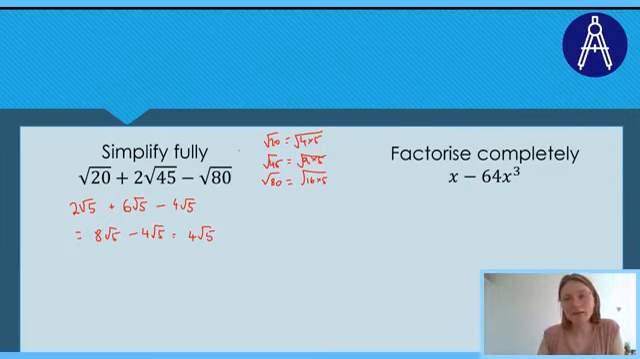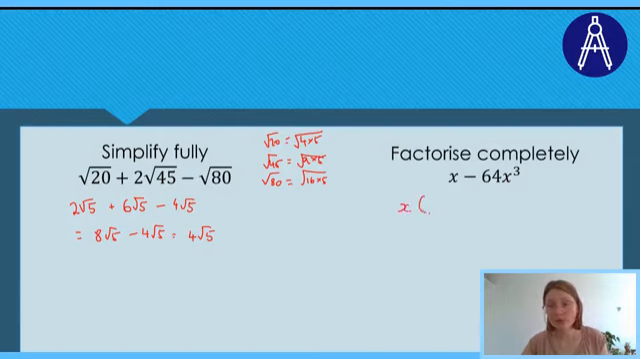Okay, and finally, let's have a look at factorizing. Now, you do not factorize cubics in GCSEs, but actually you're perfectly able to factorize this one. So let's just look at it in the simplest terms. Factorizing means taking out a common factor. There's an x and x cubed, so x is a common factor. This is what I'm going to take out. x bracket 1 minus 64x squared.